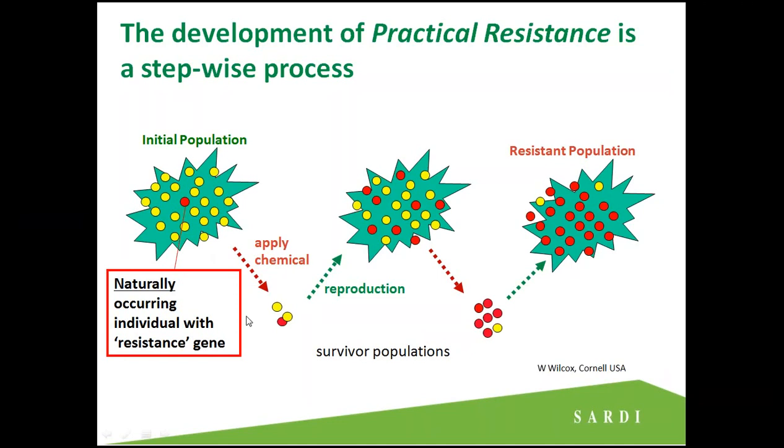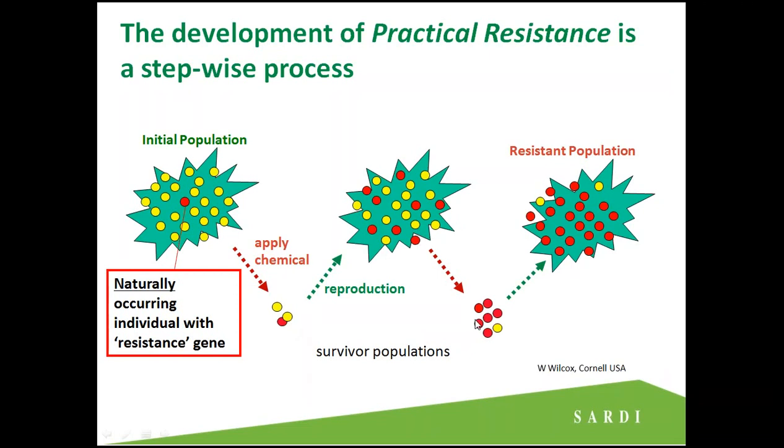Okay, so then we apply the chemical, we apply the fungicide. That fungicide kills most of the sensitive population, some survive, but it doesn't kill the resistant ones because the fungicide can't bind, the fungus isn't killed, and therefore it survives. Then if that individual is fit enough and the mutation doesn't cause any adverse effect on the cell, it then reproduces and builds up in numbers in the population.